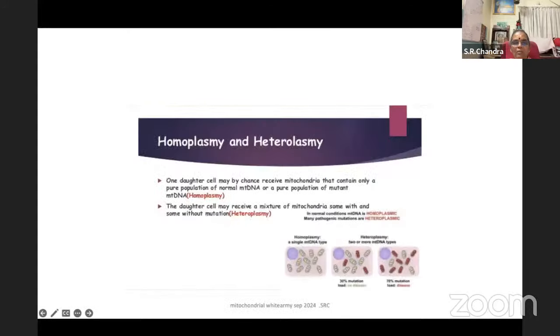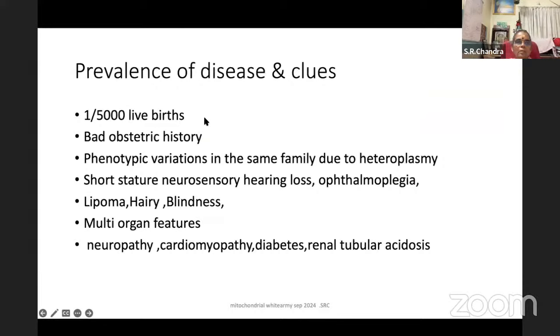Homoplasmy is only a pure population of normal. So in a family with 4 children, one may be perfectly normal or one may be fully abnormal and die at birth. The daughter cell may receive a mixture of mitochondria, some with and some without disease, that is heteroplasmy. So one having all normal, one having a few number of abnormal, one having more number of abnormal, that is heteroplasmy. So 1 out of 5,000 live births, generally with bad obstetric history. Because of the bottleneck effect, one child may be born with 100% sick mitochondria.